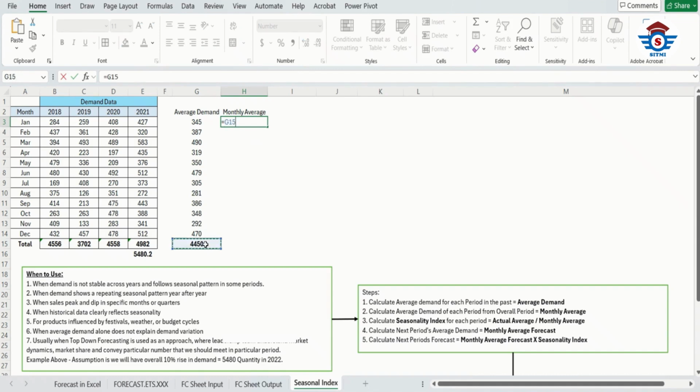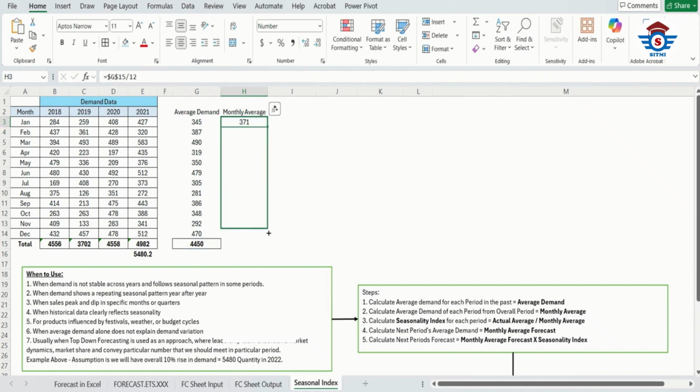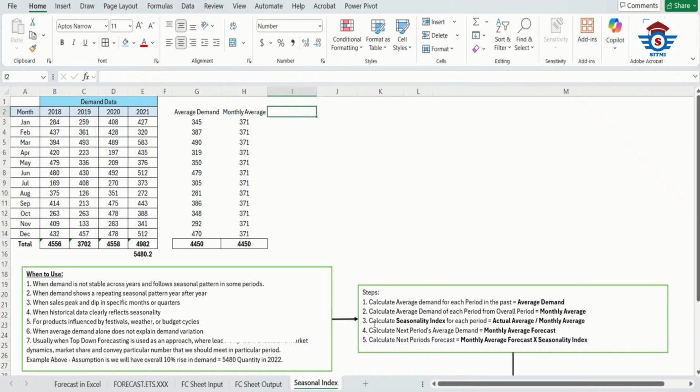I will lock this particular cell, and this was basically demand for 12 months. So once we divide by 12, my monthly average comes around 371 rupees. When I take this down, this will show 371 is basically the average of all months, which is an ideal demand when we consider a stable demand pattern. Let's move to the third step.